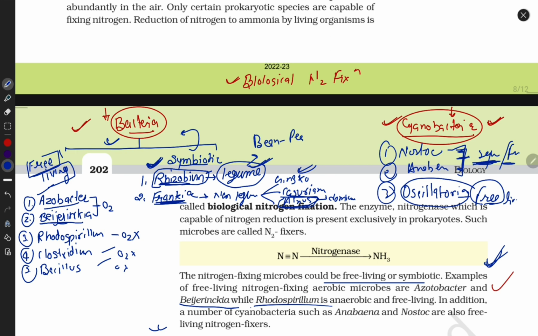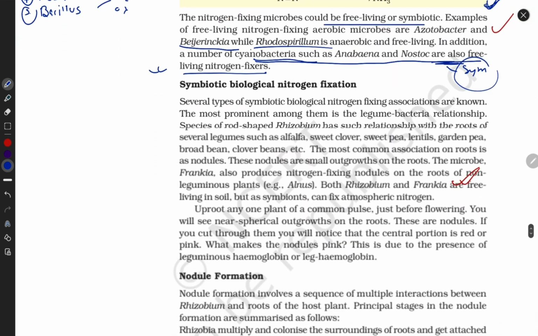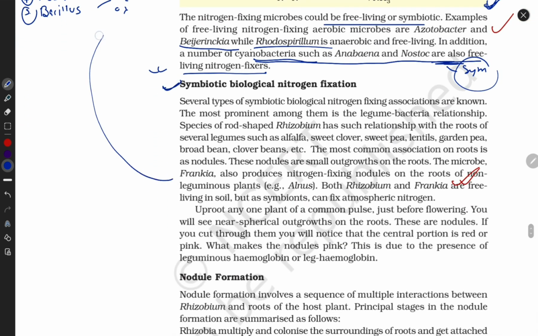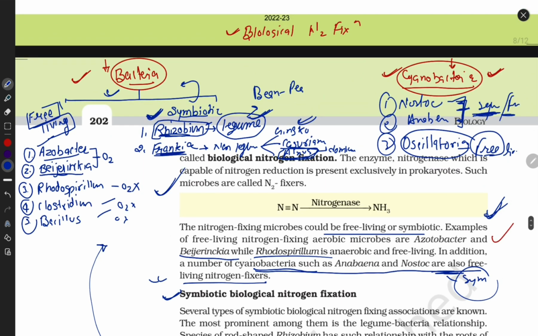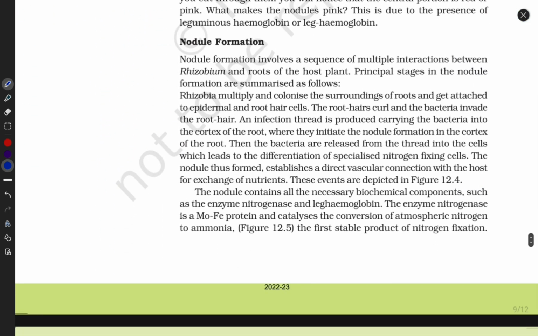This is the master slide for you, and I don't know how much you are aware of this. Look here: cyanobacteria such as Anabaena and Nostoc are also free living, and nitrogen fixing, and they are also symbiotes. Now, symbiotic biological fixation, I already covered this thing. I already wrote everything here. Don't worry, guys.